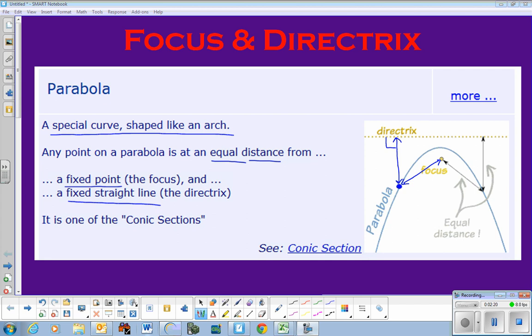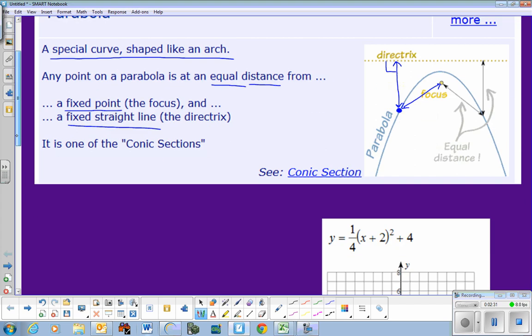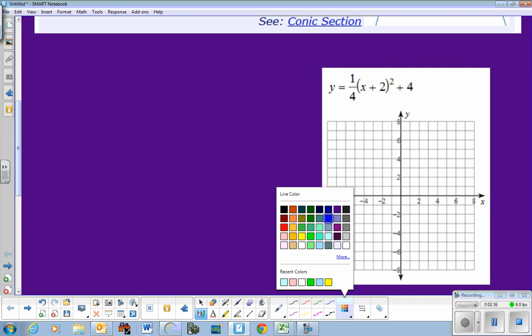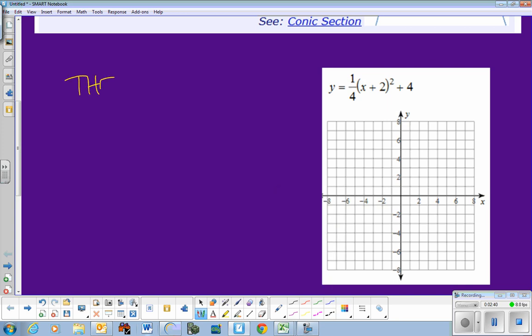So skill-wise, what we need to do is take a parabola and figure out what is the equation of that line and what are the coordinates of that focus. It's not that difficult of a skill. Let's start with this one. The key to this entire video, the key to your happiness and success is 1 over 4a.